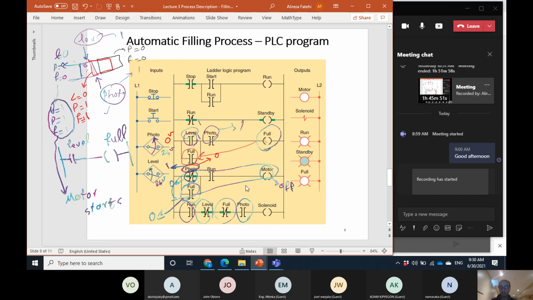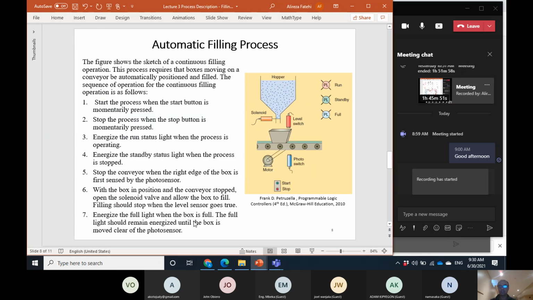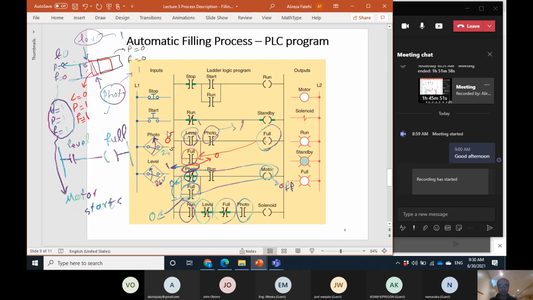So this program implements this detail of the process description. It is very likely, and don't worry about that at the beginning, when we build the program, we may not notice this trick here.